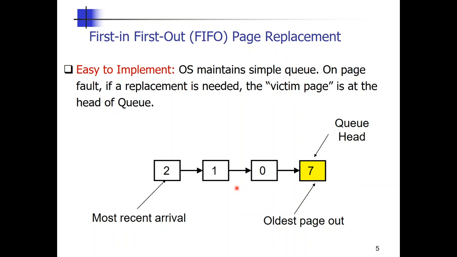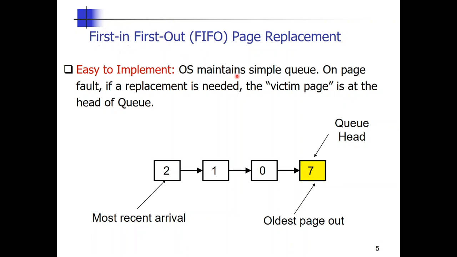So the simplest page replacement algorithm is first in, first out, the FIFO algorithm, and it is easy to implement because it simply has a queue maintained by the operating system, and whichever page is at the head of the queue is going to be the oldest page, and we throw out the oldest page. So whichever came in first is thrown out first.